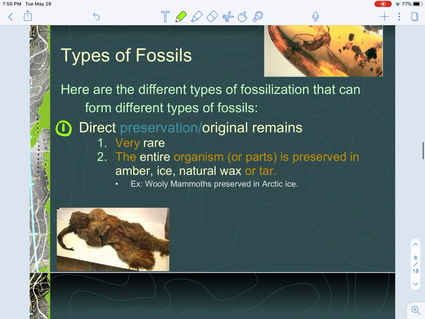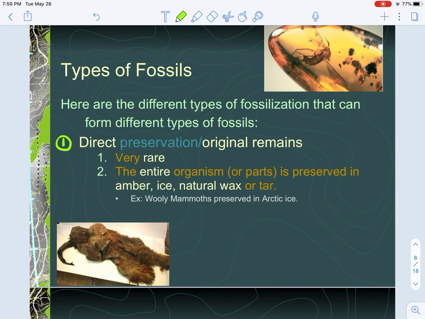So fossil type number 1 is direct preservation or original remains, which is very rare. It's the entire real organism that, for example, is preserved in ice, like the woolly mammoth that they have found. Something cool to look at videos on.